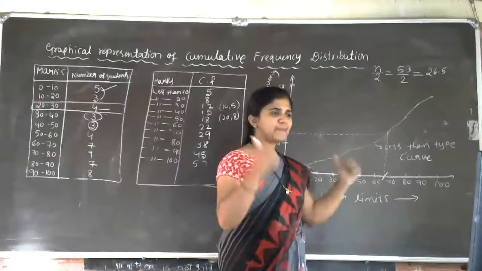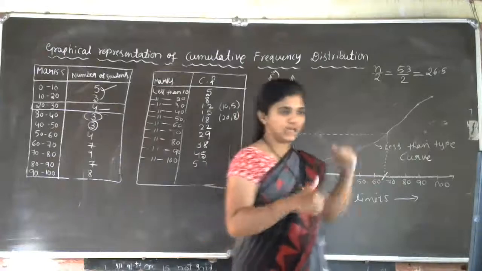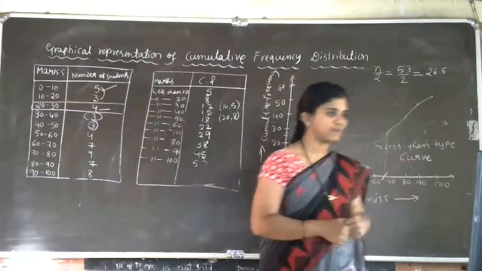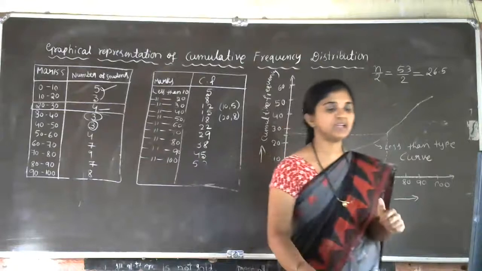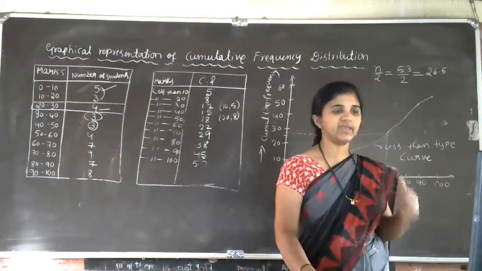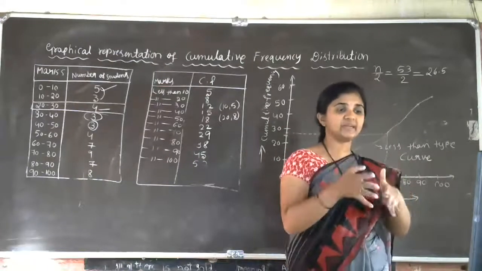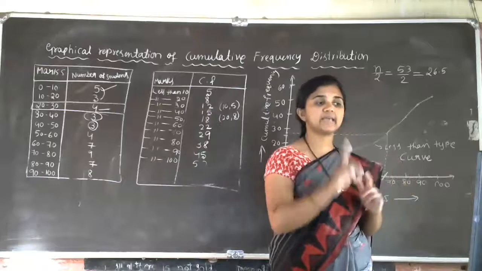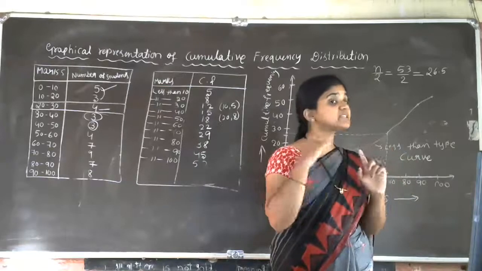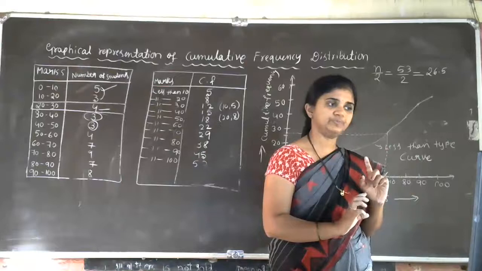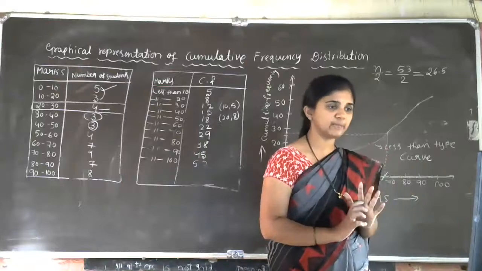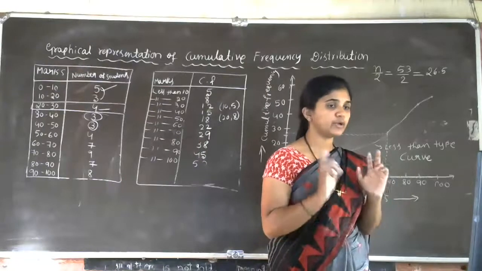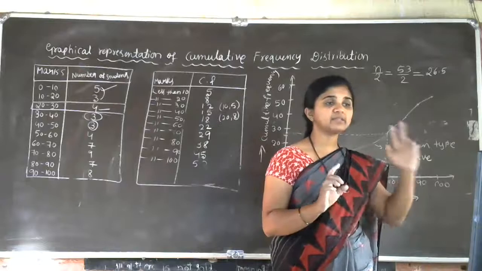Now the same concept we have to apply to get the more than type ogive. Now I got the meeting warning. So now we have to end this meeting and join with the same link. Okay. So we have to discuss more than type ogive also. Now let us discuss more than type ogive also. So now we are going to end this meeting. Join with the same link first.